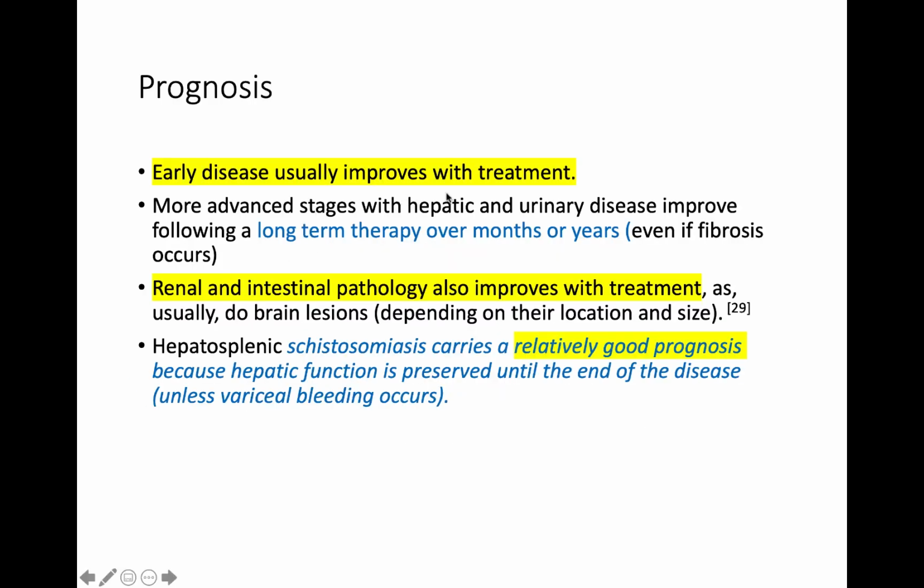Prognosis: early disease usually improves with treatment. So if you can catch it early, that is fine. More advanced stages with hepatic and urinary disease improve following long-term therapy for months or years. Even if fibrosis occurs, renal and intestinal pathology also improves with treatment. Brain lesions depend on their location. Hepatosplenic schistosomiasis carries a relatively good prognosis because hepatic function is preserved until the end of the disease.